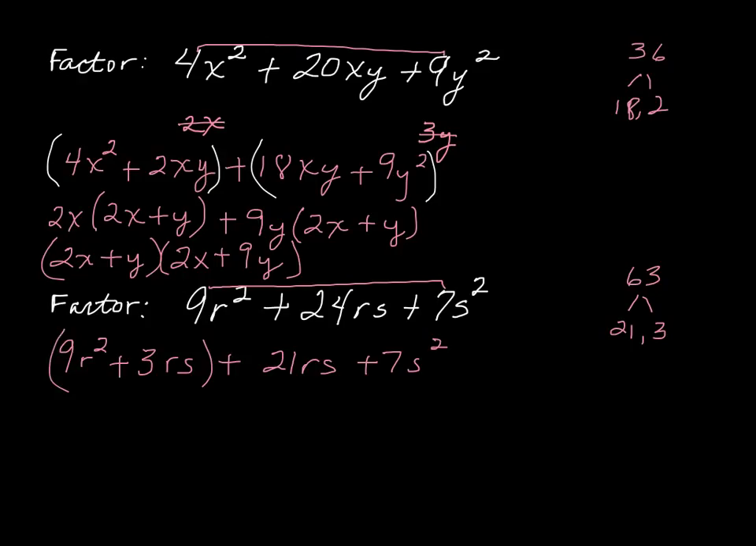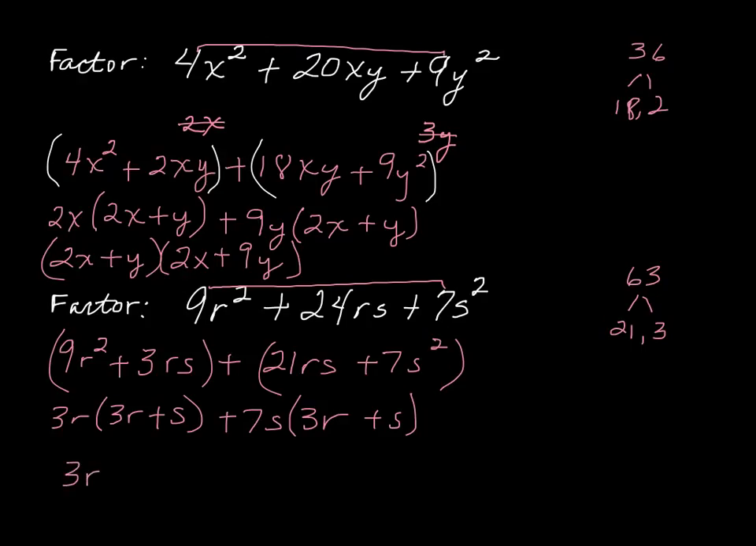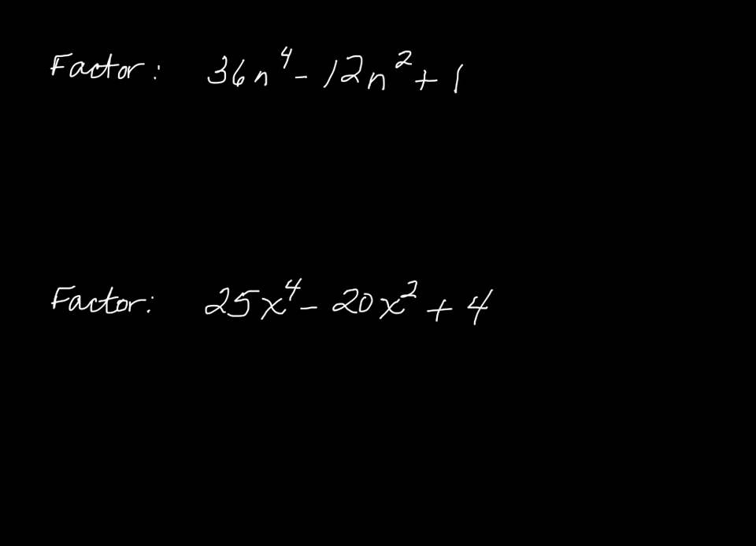Now we can group them. Factor out a 3r, and we're left with 3r plus s. Then factor out a 7s, and we have 3r plus s. And factor out 3r plus s, and we have 3r plus 7s. So it's not a perfect square. We had to go through the process of factoring in this case. Let's try another one.